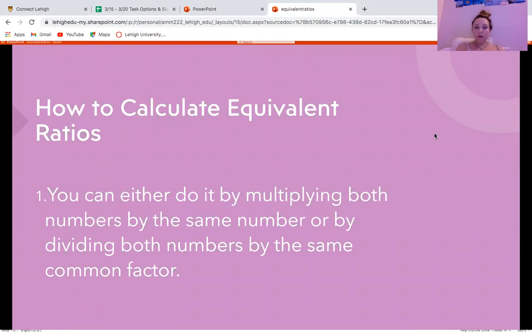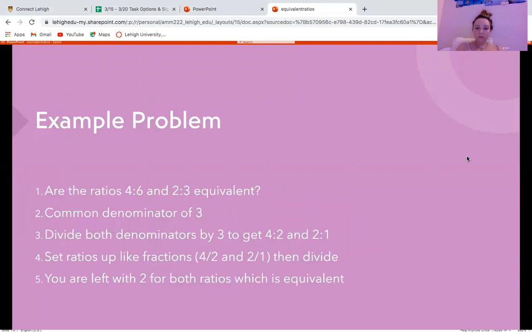How to calculate equivalent ratios. We can either do this by multiplying both numbers by the same number or by dividing both numbers by the same common factor. I have an example problem for you.